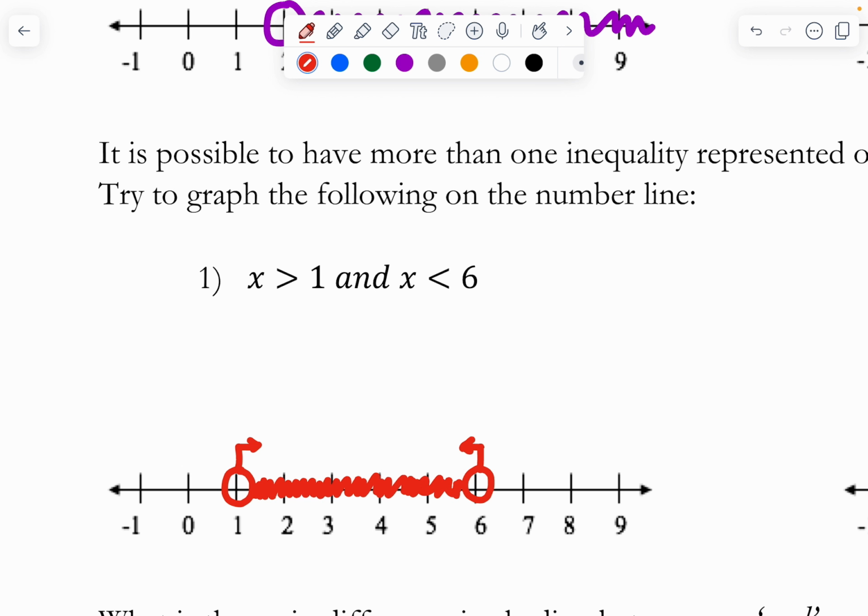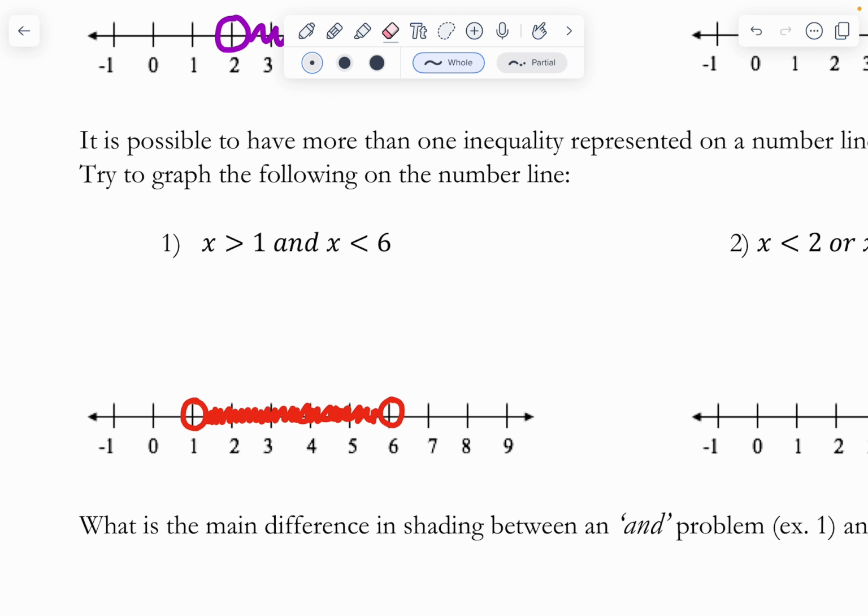So if you think about the numbers that you see there, 3 is greater than 1. It's also less than 6, right? So only that set of numbers in between that interval will satisfy those solutions. So I'm going to get rid of those arrows, and you see that and is a connection.